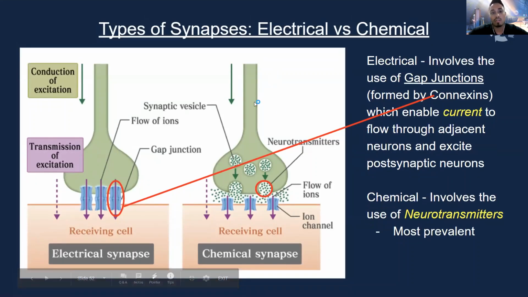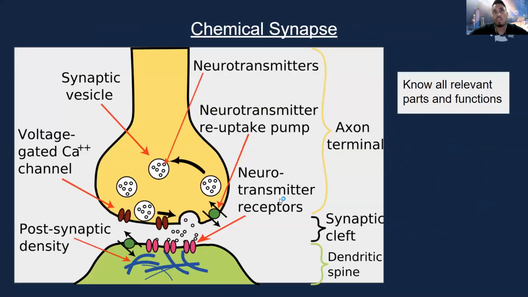Whereas chemical synapses involve the use of neurotransmitters. These neurotransmitters trigger the ion channels on the postsynaptic neuron to open. They like to use this lock and key analogy. So, I'm sorry, the neurotransmitter is like a key, and it'll go and touch the ion channel of the postsynaptic neuron and open that lock, and therefore allow ions to flow through it.